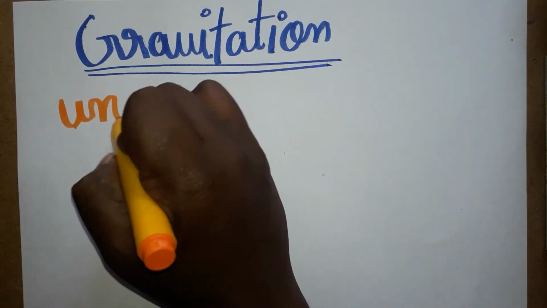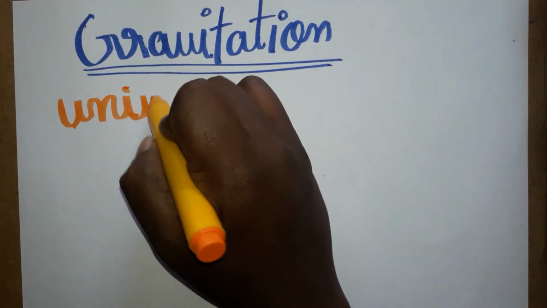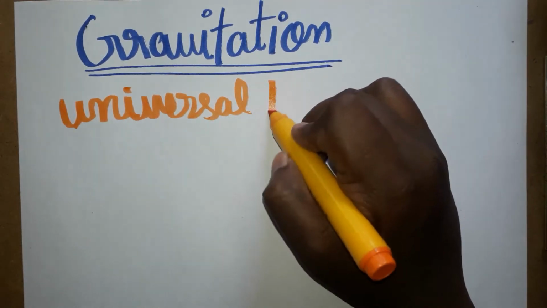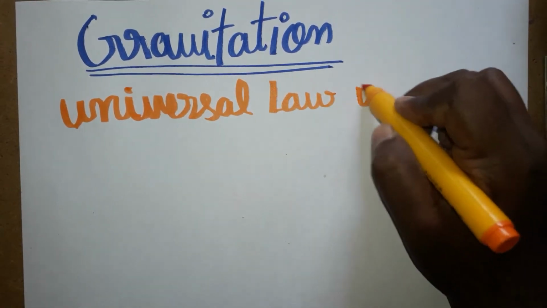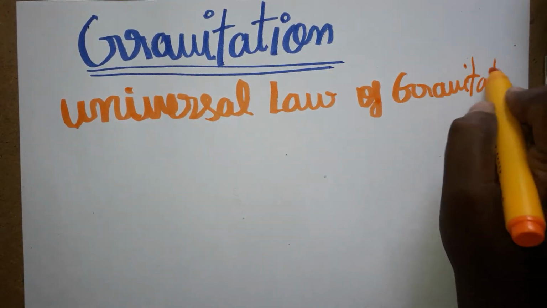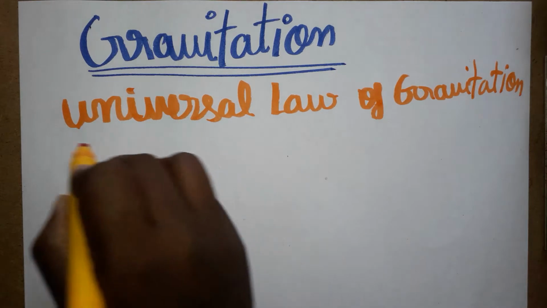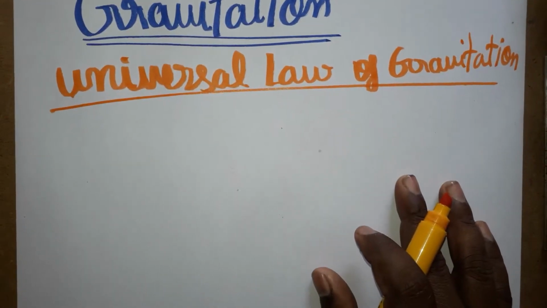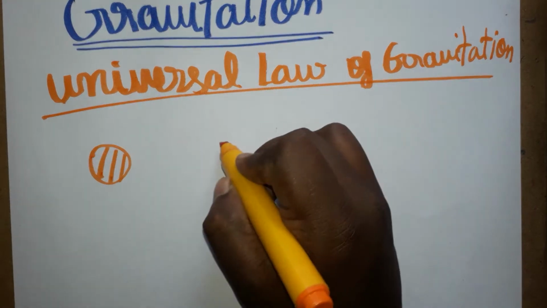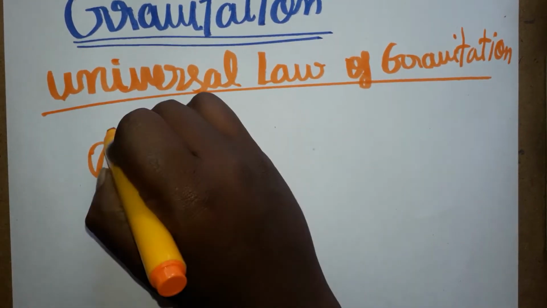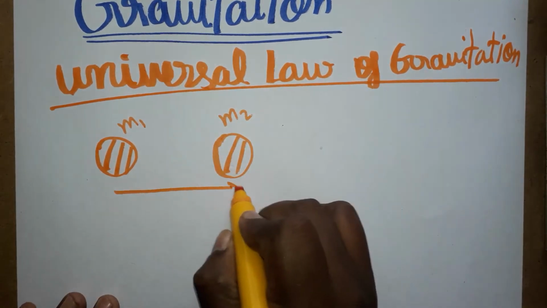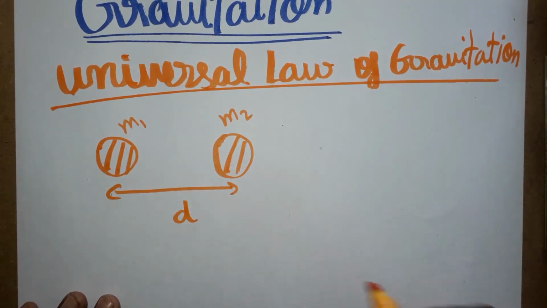The universal law of gravitation is about the force of attraction between two objects. First I'm going to explain the universal law of gravitation. The gravitational force is the attraction between two objects. I kept m1 mass and m2 mass. It is applicable in all places. The distance between the two masses I have taken as d.